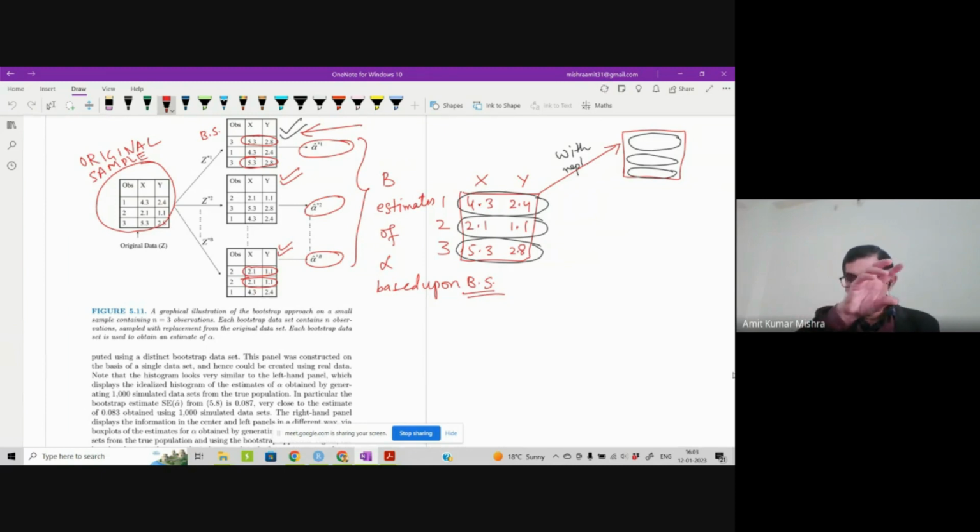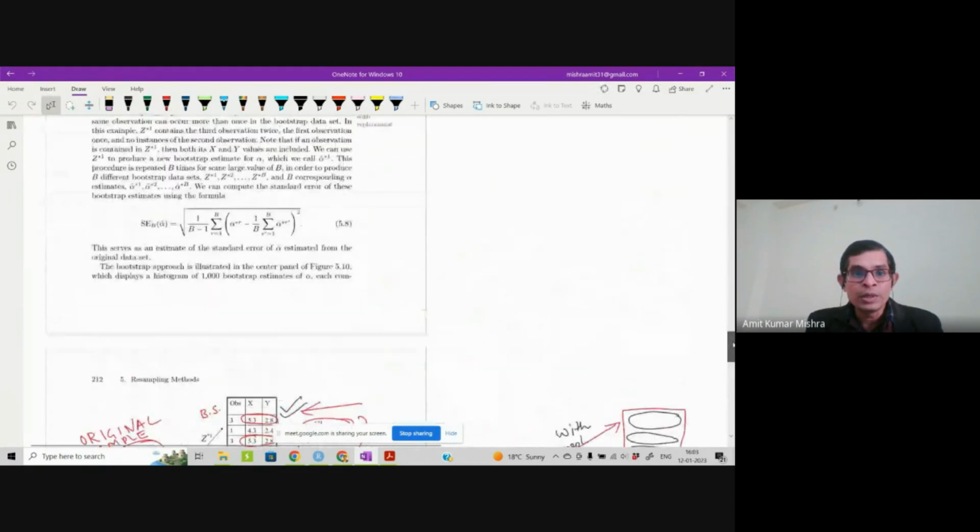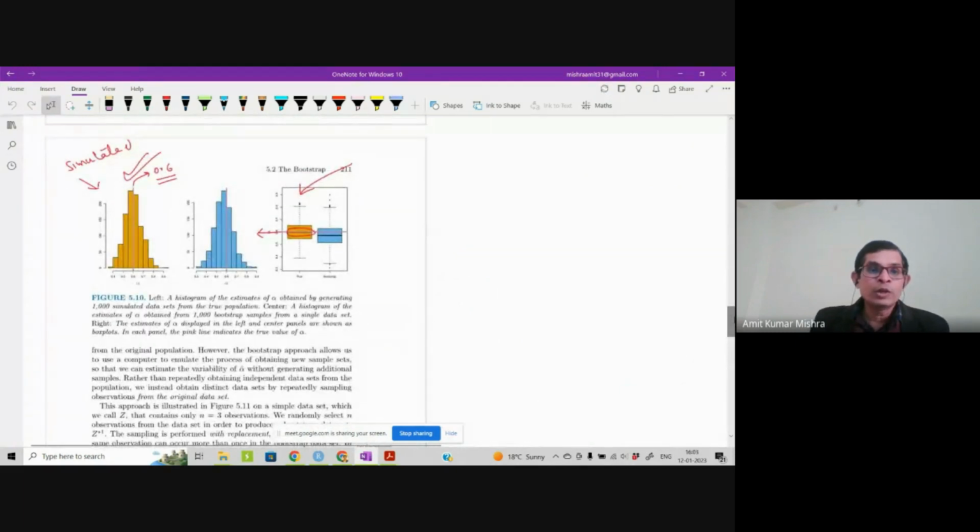Now from that alpha, of course, when you will have many alpha, they will have some distribution. That means they will have some histogram. If you plot the histogram of these samples, this comes out to be the histogram. This is the histogram of bootstrap samples. Now you can see this is the true value, and it is also actually capturing that, although not in a perfect manner, but it is capturing.